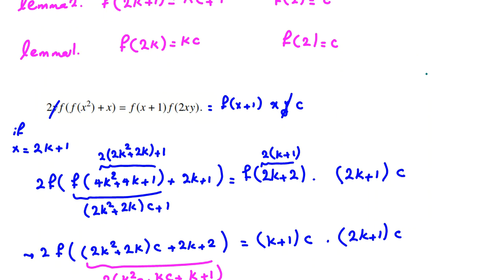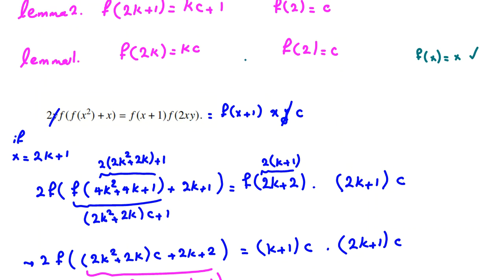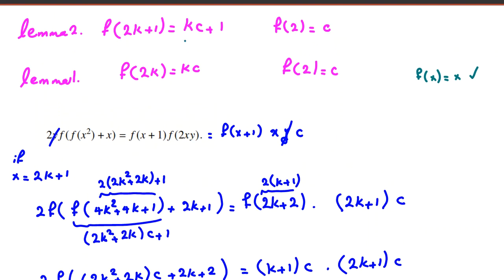Here, one important idea is to always check, for example, that f of x equal to a constant works, and f of x equal to x works. If you check f of x equal to x, you will see here it will be 2x squared plus x and 2y times x squared plus x. Here, x plus 1 times 2xy. You will see they are equal. It works. So f of x equal to x means what? C should be what? F of 2k should be 2k. So c is 2. Okay, so we know that c equal to 2 should be one answer.